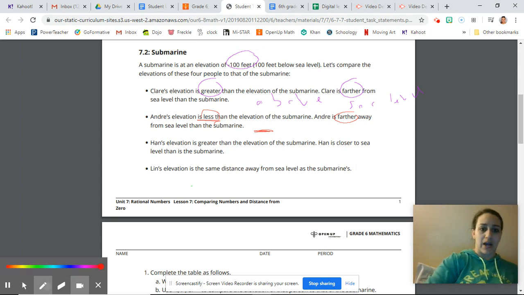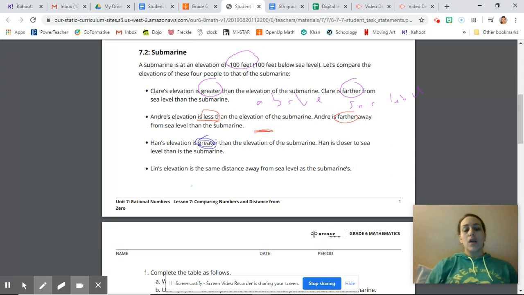Hans' elevation, however, is greater. Okay, again, we've got greater as the word. So this number is going to be above. He's going to be less deep than the elevation of the submarine. He's closer to sea level, so he's going to be closer to 0.